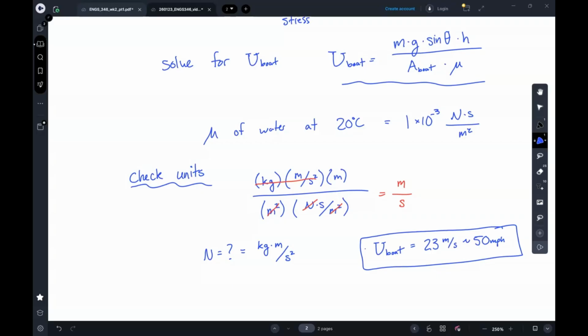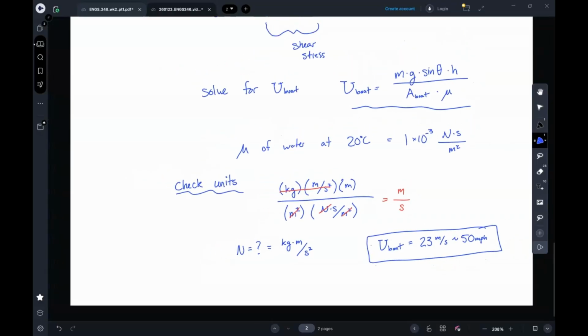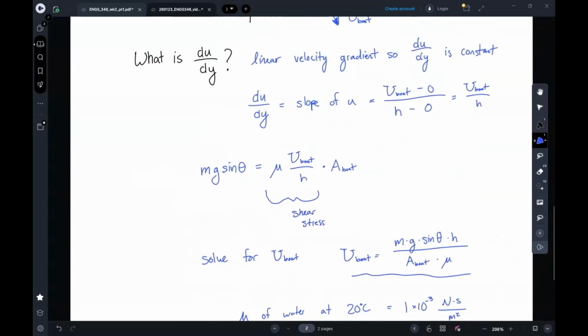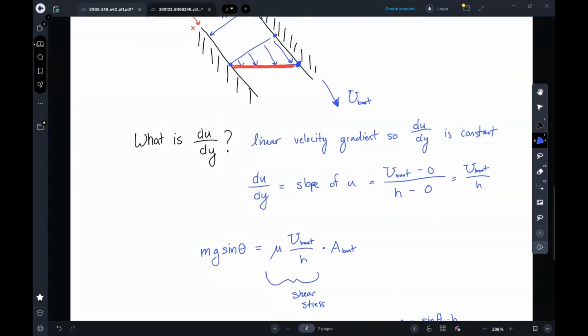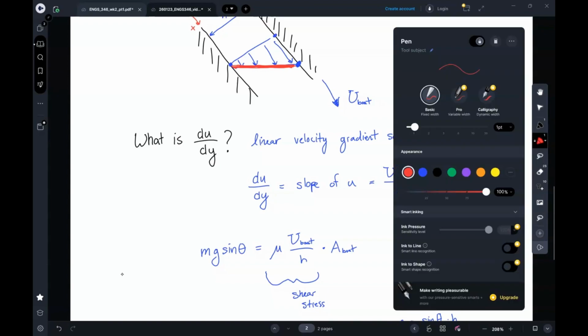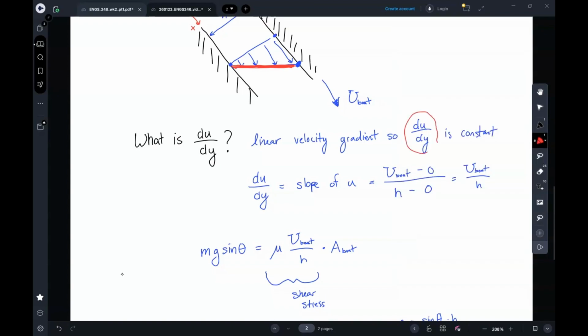So hopefully this video shows you a little bit how we can use Newton's law of viscosity. One of the key things for that is understanding this guy, the velocity gradient, or the slope of the velocity. We'll see a lot of different velocity gradients, and we'll have to get good at that. We'll do some practice in class and in future videos as well.